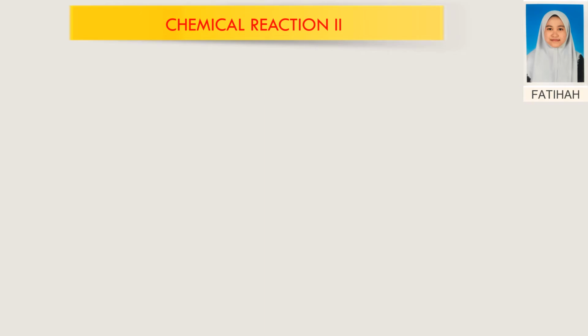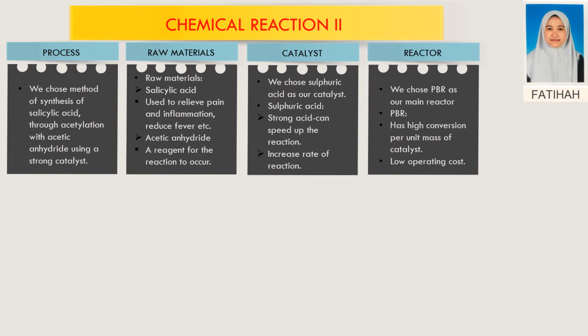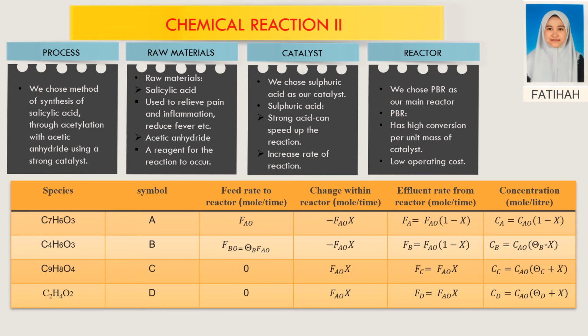For the chemical reaction part, we choose the most suitable process, materials, catalyst, and reactor for our project. For the process, we choose the method of synthesis of aspirin from salicylic acid through acetylation with acetic anhydride using a strong catalyst. As for the raw materials, we choose salicylic acid and acetic anhydride. We also choose sulfuric acid as our catalyst because sulfuric acid is a strong acid that can speed up the reaction. We also choose the PBR reactor as our main reactor. Next, in this chapter, we derive the feed rate to the reactor, change within the reactor, effluent rate from the reactor, and concentration. Also, the rate law for this reaction has been determined.